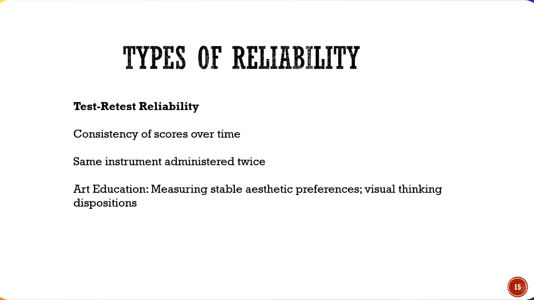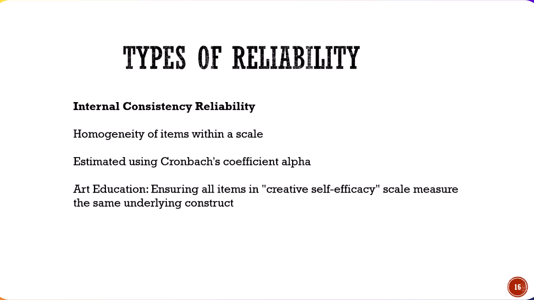It also means that the same instrument is administered twice. You administer the same set of test instruments twice to find out whether the scores attained are reliable, or whether there is consistency within the data. Now, in art education, measuring stable aesthetic preference, visual thinking, and dispositions are all ways by which we can use test-retest reliability.